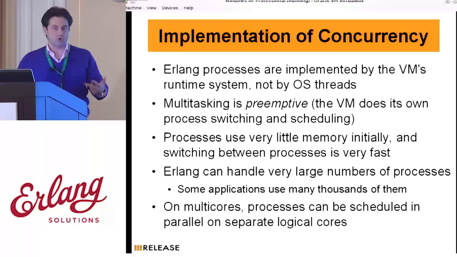Now, processes by default use very little memory. And whenever they need to expand it, they expand it by calling the system malloc, typically. And switching between processes is very fast. It's the responsibility of the schedulers. And Erlang can, in principle, handle very large numbers of processes. Some applications use many thousands of them. You probably have one application like that, or you should have one application like that.